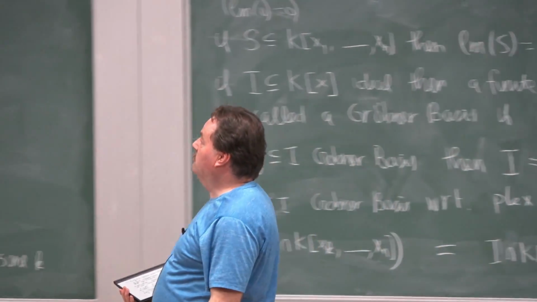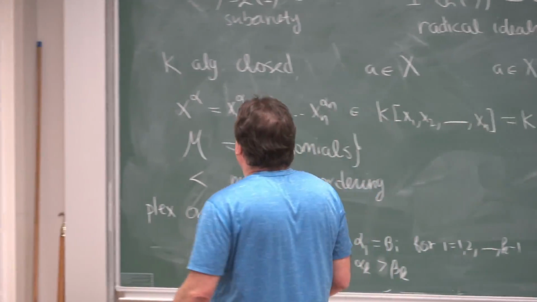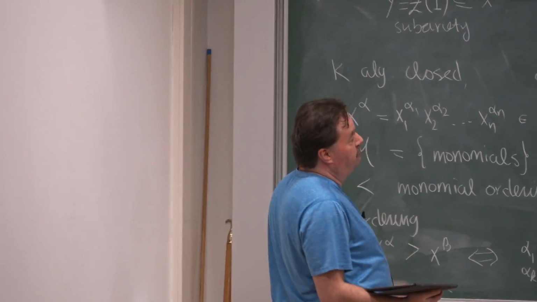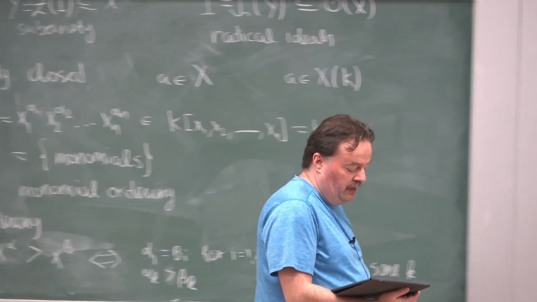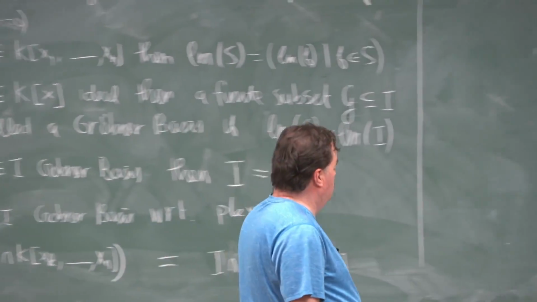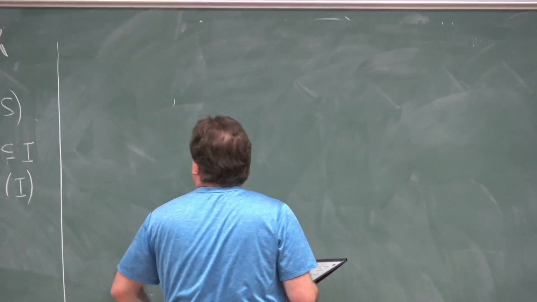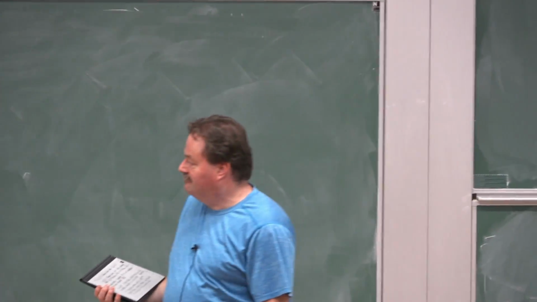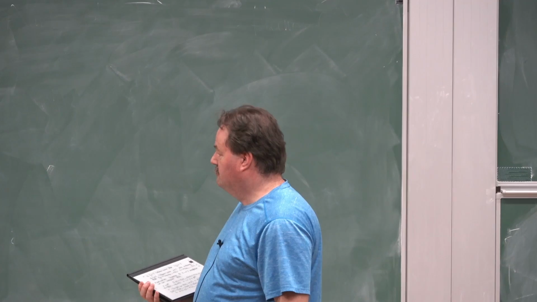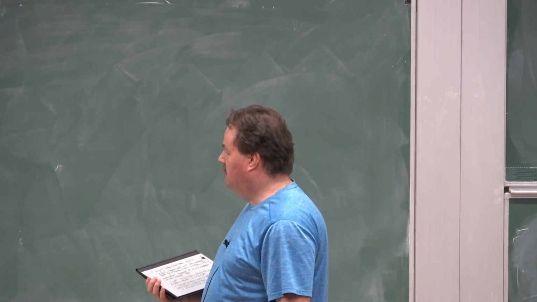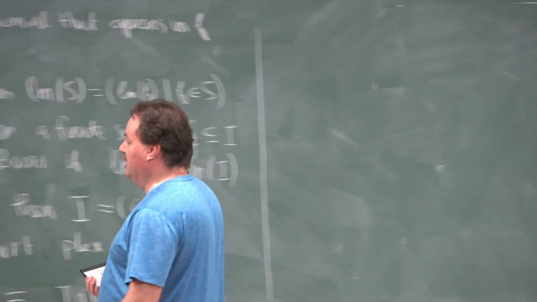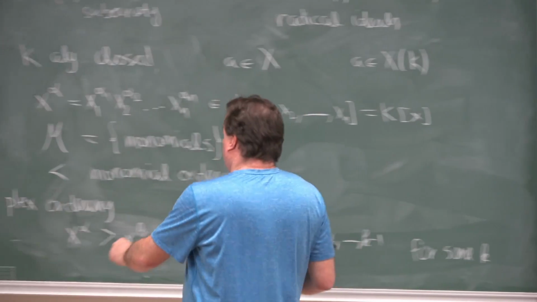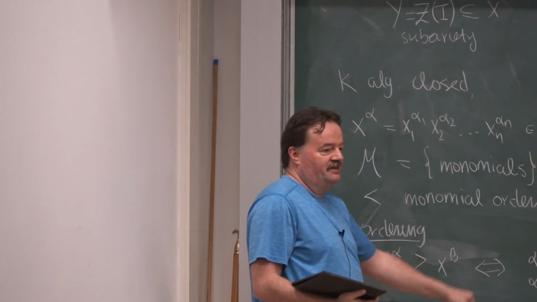So for example, we can use that to compute things in algebraic geometry. For example, if we have a morphism. Yes? What do you mean with respect to lexicographic order, or what's the P? Yeah, the pure lexicographic ordering, which I defined here.